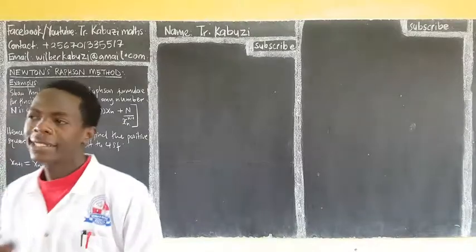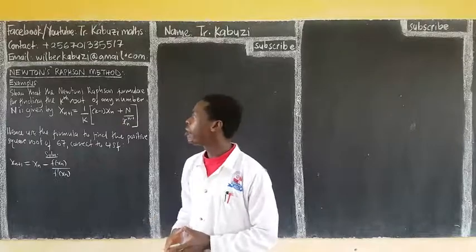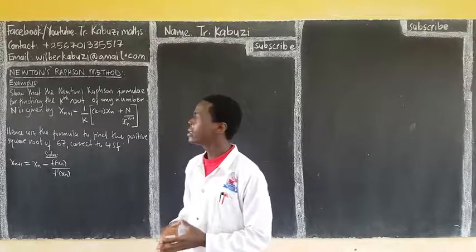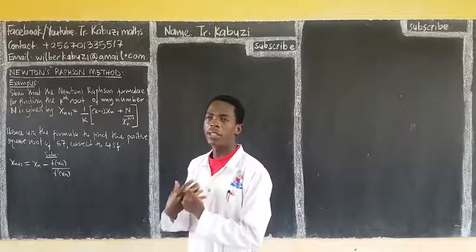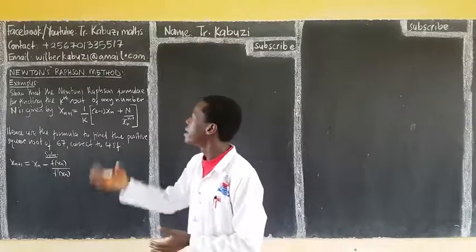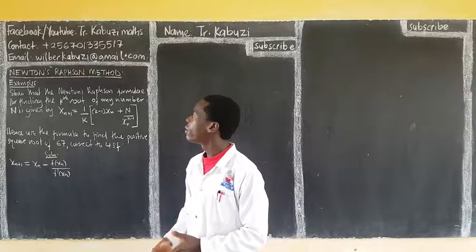Now, members, let us see the general formula for getting the kth root or any root of a number. So we are going to start with this one. And then we have seen how we get that one over a cube root. We are going to see how we get the 50th root. But now let us see the general formula, the generalization for getting any root of a number.